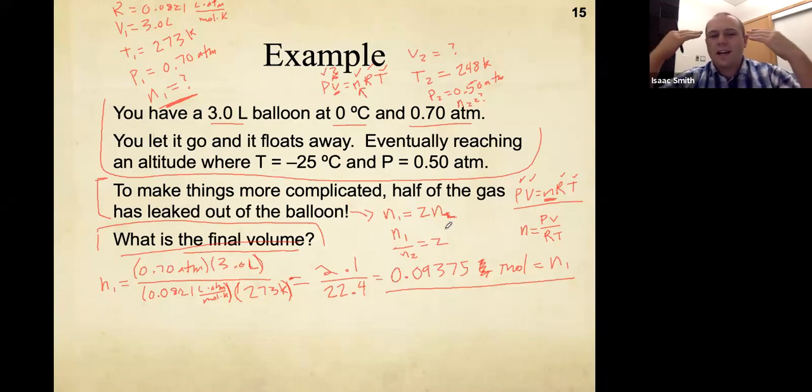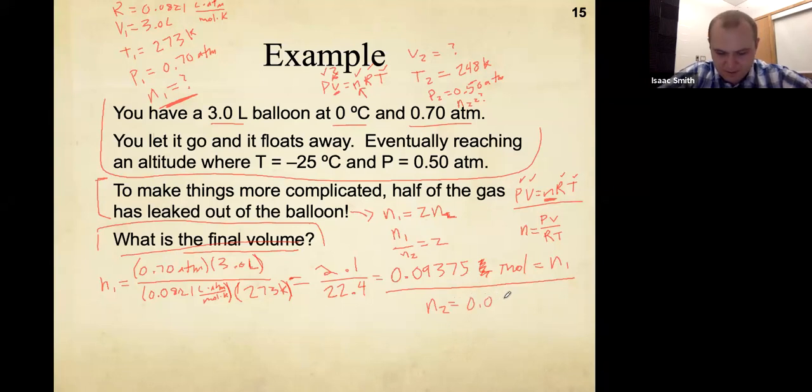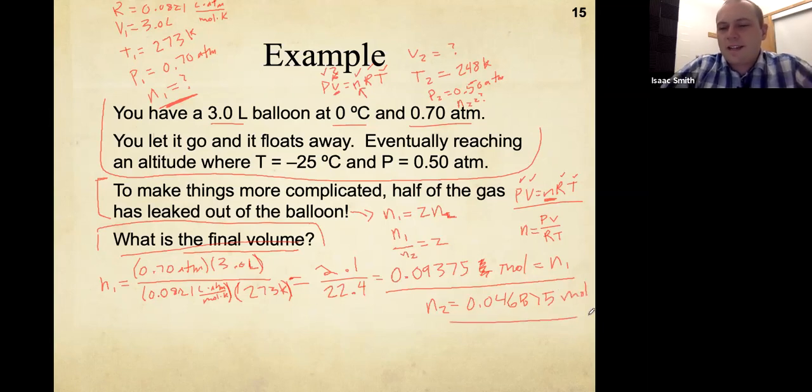Or you could say half of the gas leaked out, right? So we know initially we have 0.09375 moles. Well, if we divide that by 2, it tells us that our final amount of moles is going to equal 0.046875. I think all the writing on this is making it go really slow. Okay, so that tells us N2. All right, so now we got N2.